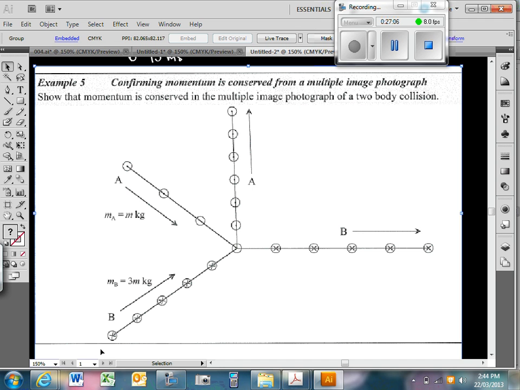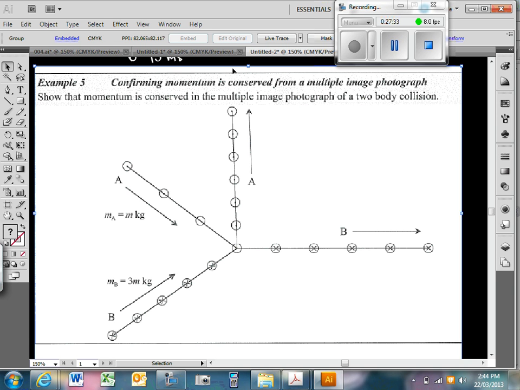And so which puck is moving faster initially? A is moving faster initially, and we can tell because it's covering more distance than B is in the same amount of time. Okay? So how do we show vectorially that momentum is conserved in this diagram? It's not so hard.